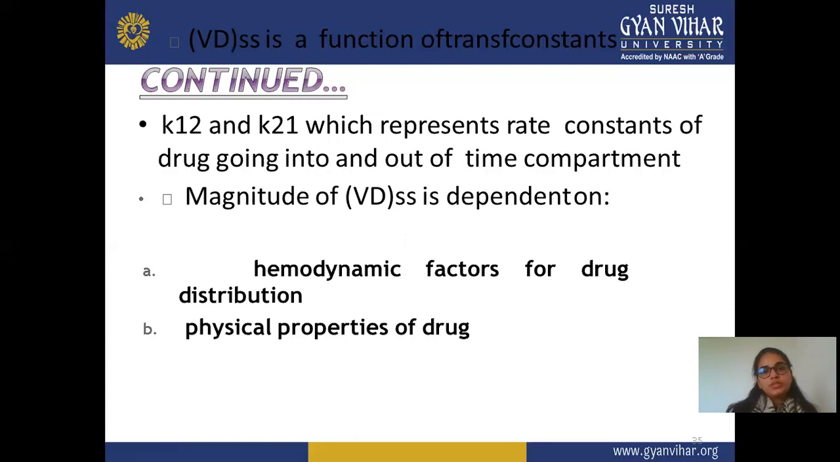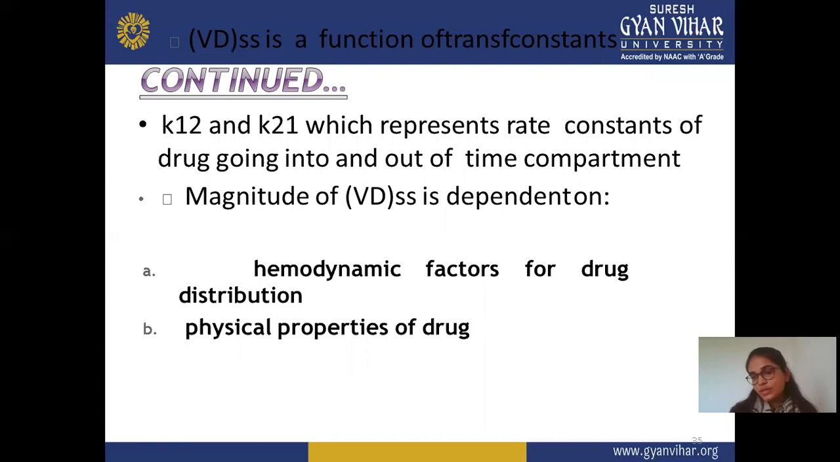Now, volume of distribution at steady state is a function of the rate constants K12 and K21, which represent the rate constants of a drug going into and out of the compartment. It shows how much drug is input and how much drug gets out from your body or is eliminated from your body.